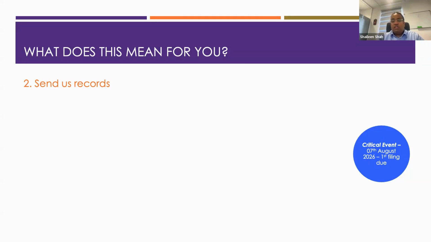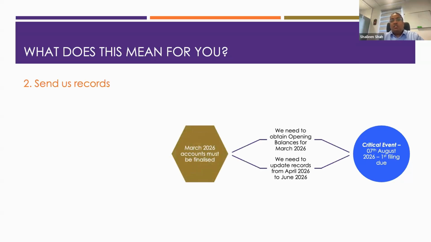So the first thing we need to do is update records from April 2026 to June 2026. So we need that quarter's records. But in order for you to update from April 2026 to June 2026, you need to obtain the opening balances. What was your position as at March 2026 for you to then carry on? Which means, in theory, the March 2026 accounts must be finalized shortly after 31st March 2026, so that you're ready by the 7th of August to ensure that first quarter submission is done on time.